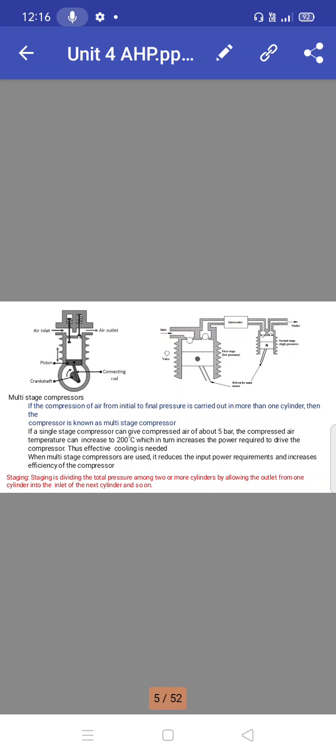Multi-stage air compressor. If the compression of air from initial to final pressure is carried out in more than one cylinder, then the compressor is known as a multi-stage compressor. If a single stage compressor gives compressed air at a pressure of about 5 bar only, the compressed air temperature can increase to 200 degrees Celsius, which in turn increases the power required to drive the compressor. Thus, effective cooling is needed. When multi-stage compressors are used, it reduces the input power requirements and increases the efficiency of the compressor.